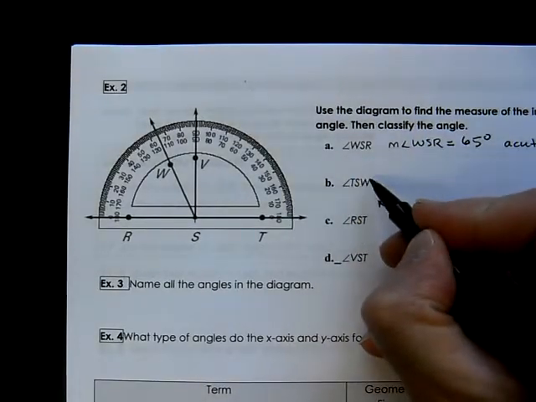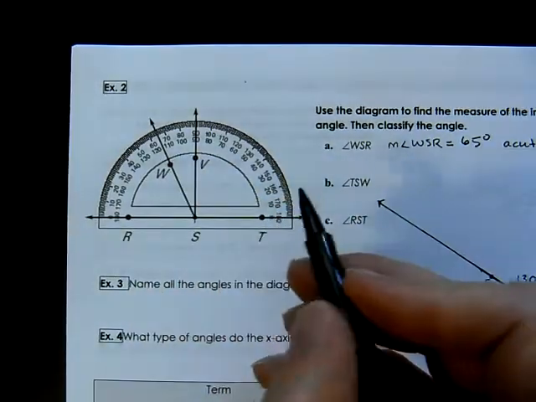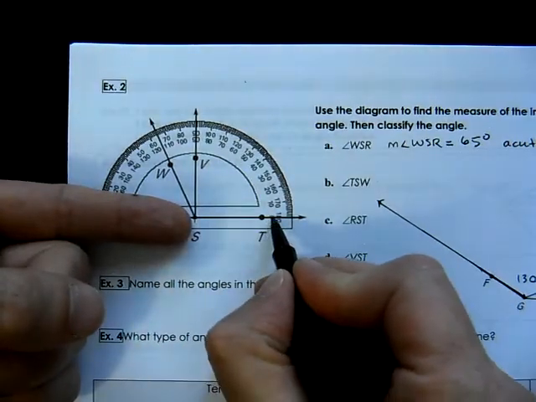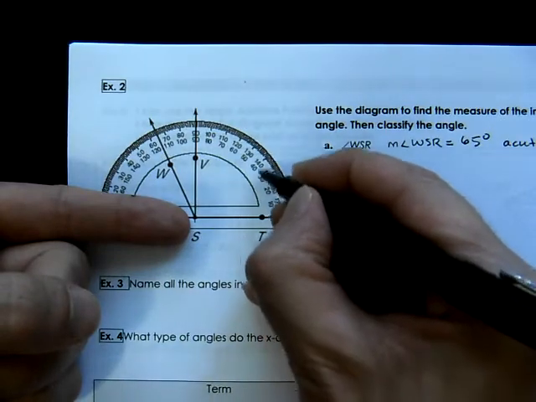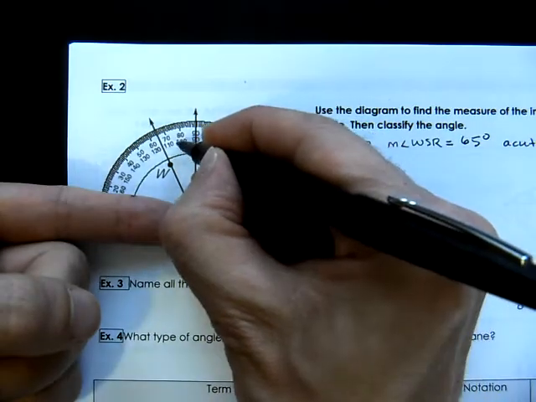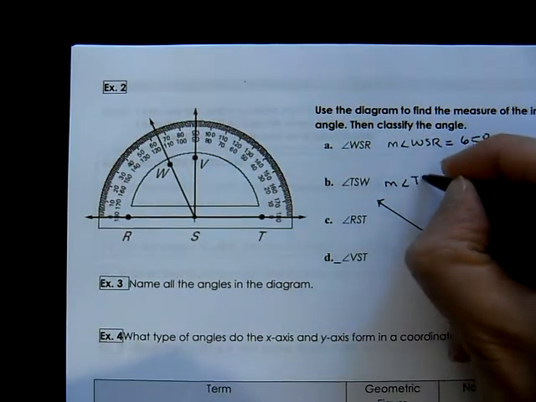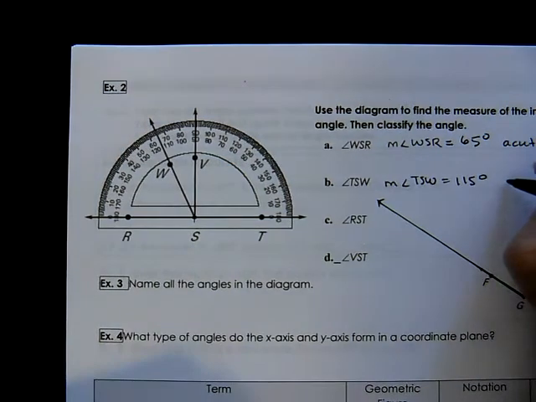In part B, we have angle TSW. Well, T again is on a side of an angle that does go through the 0 on the inner track. So again, we can just count upwards. 0, 10, 20, 30, 40, 50, 60, 70, 80, 90, 100, 110, 115. So the measure of angle TSW is 115. That's bigger than 90, so that's our obtuse angle.